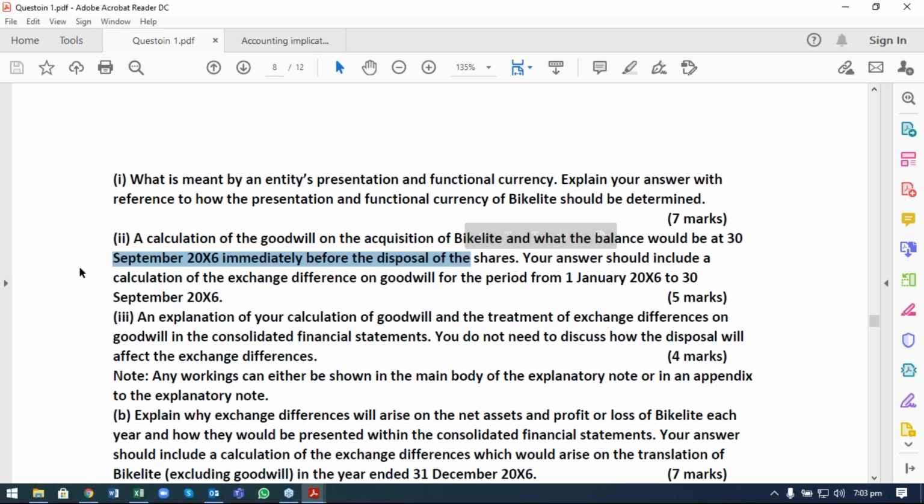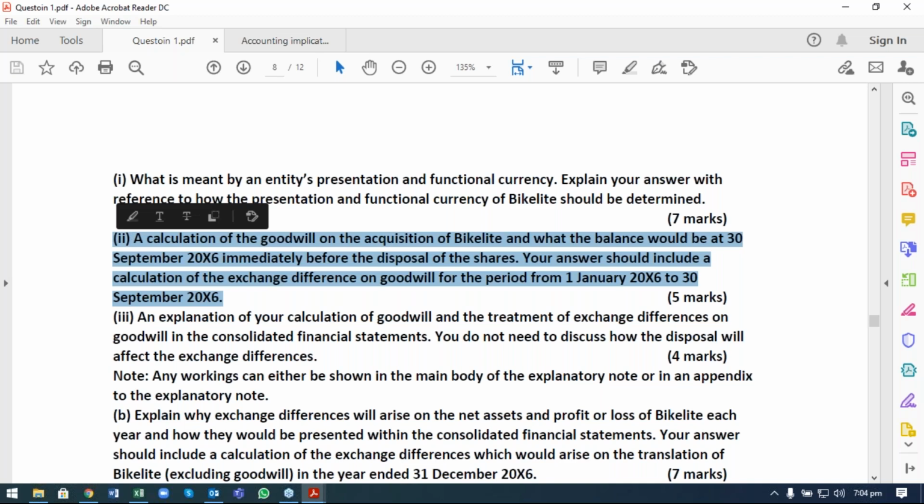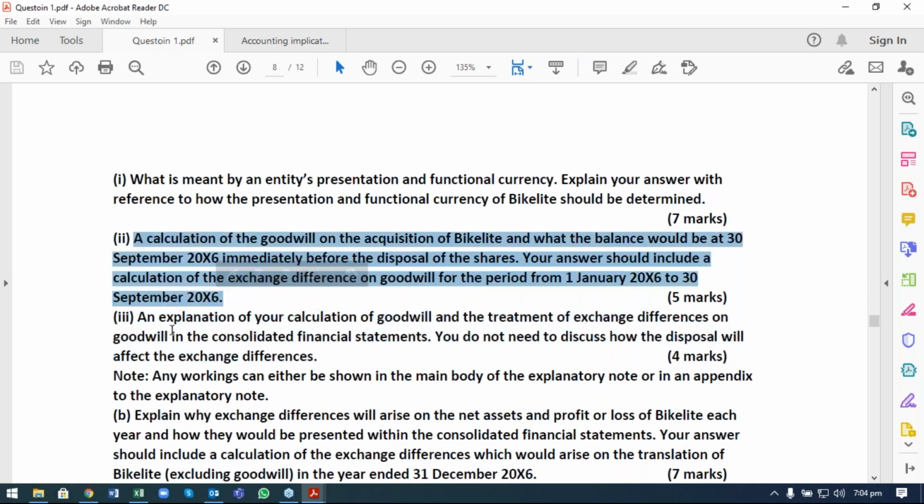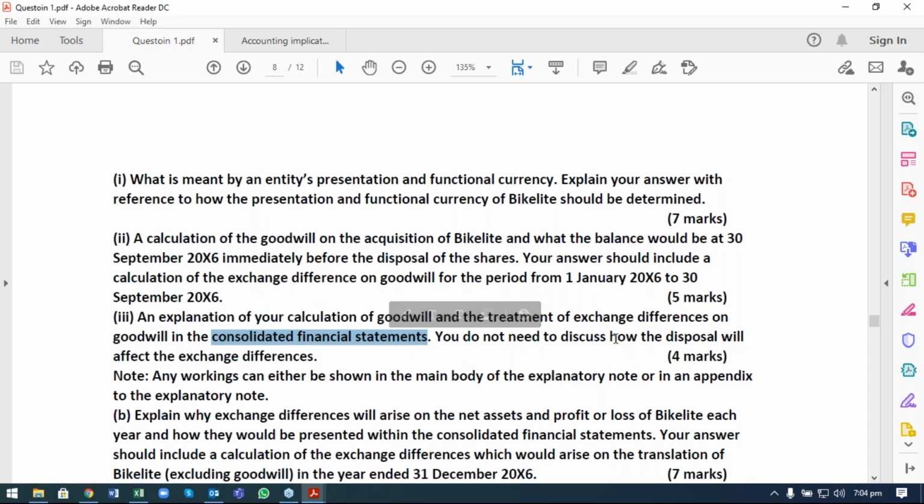Your answer should include a calculation of exchange differences on goodwill for the period from 1st of January 2006 to 30th September 2006. So this is the basic requirement, how those foreign exchange gains and losses on the calculation of goodwill should impact the subsidiary. Then an explanation of your calculation of goodwill, how the goodwill has been calculated, and how you're going to account for that goodwill within the consolidated financial statements. You do not need to discuss how the disposal will affect the exchange differences.